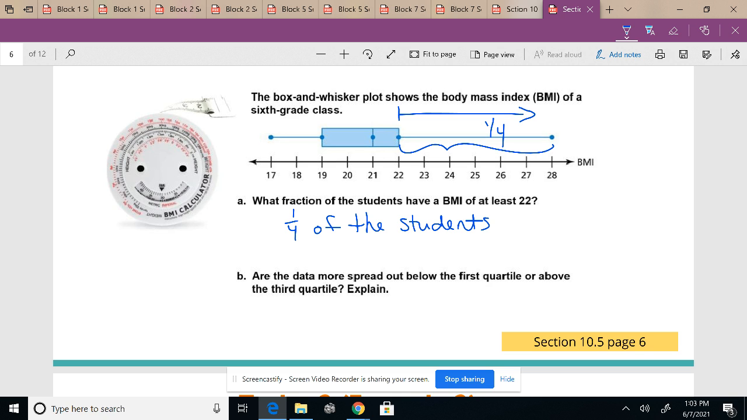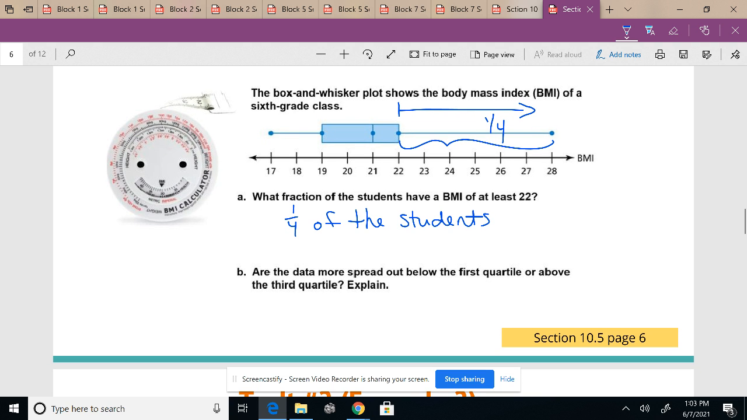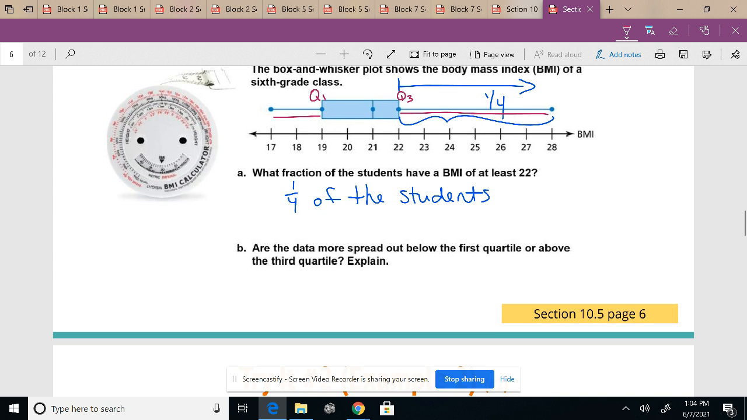Okay. Are the data more spread out below the first quartile or above the 3rd quartile? So we need to remember that this is quartile 1 and this is quartile 3. So is the data more spread out below the first quartile or above the third quartile? And if you're looking, the one that's the longest is quartile 3 to the greatest value. So we're going to say above the third quartile.